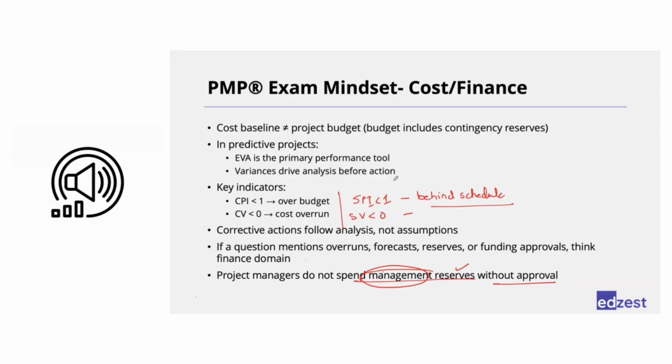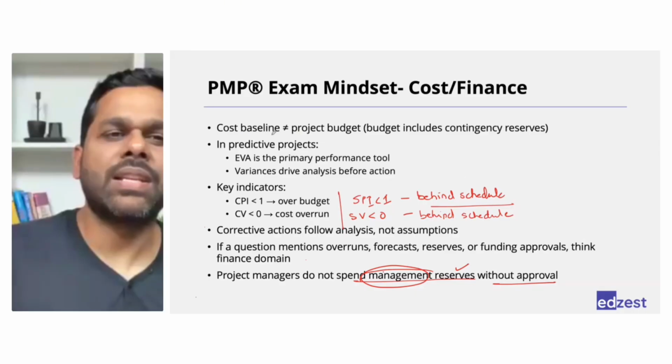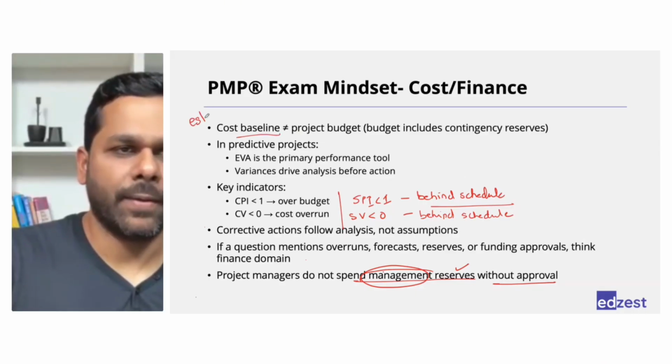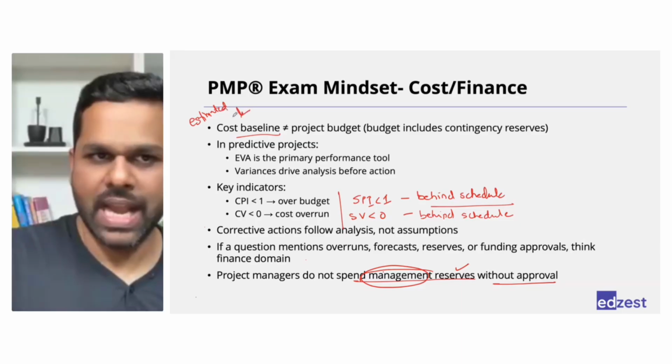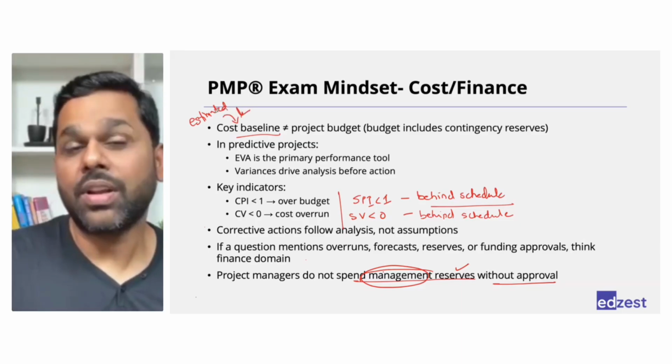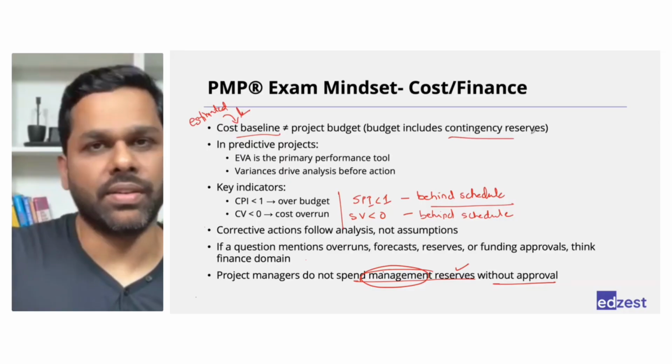Okay. And one more thing, the first point which says cost baseline not equal to project budget. Can you please reiterate this? See, cost baseline is basically whatever you have estimated. For every activity, you take a sign off. That becomes your cost baseline. But you have not yet added the contingency reserve.